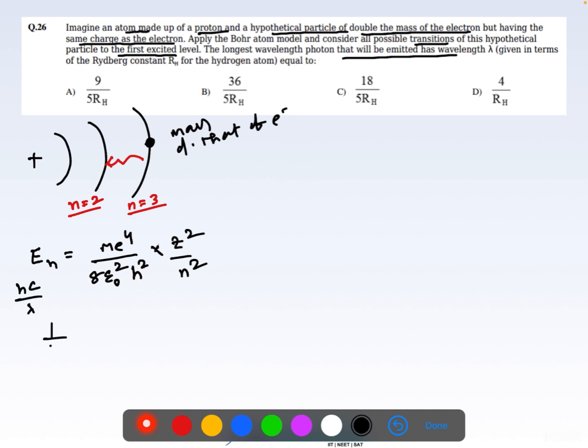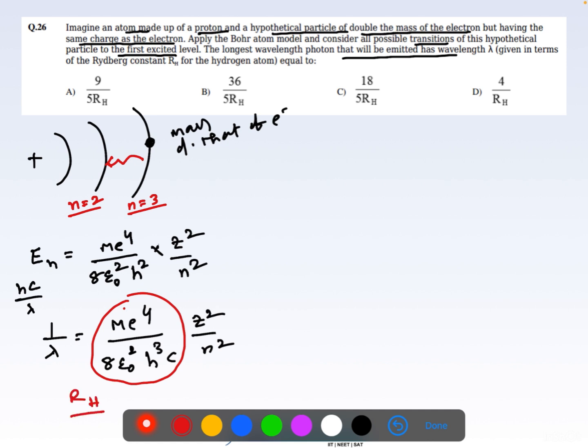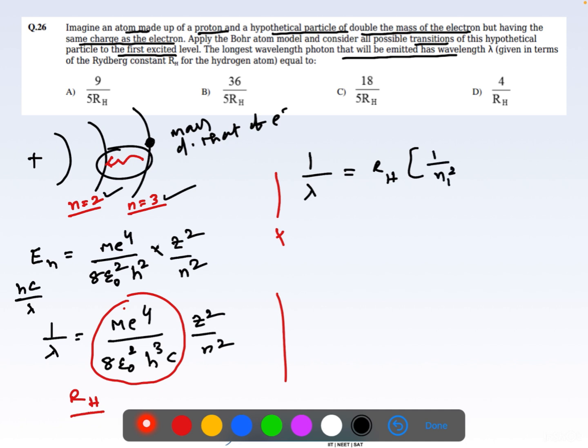Then 1 by lambda I will get as m e power 4 divided by 8 epsilon naught square h cube c into z square by n square. This term is nothing but RH, which is called the Rydberg constant. In calculating the wavelength of the radiation emitted when an electron jumps from one level to another, we use the formula 1 by lambda is equal to RH into 1 by n1 square minus 1 by n2 square. So this is the equation for an electron.